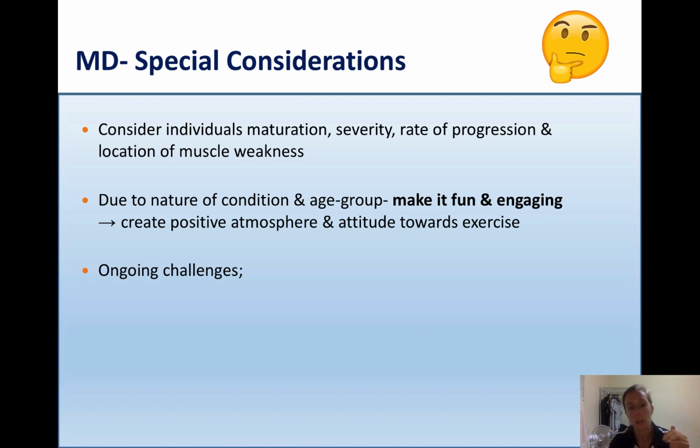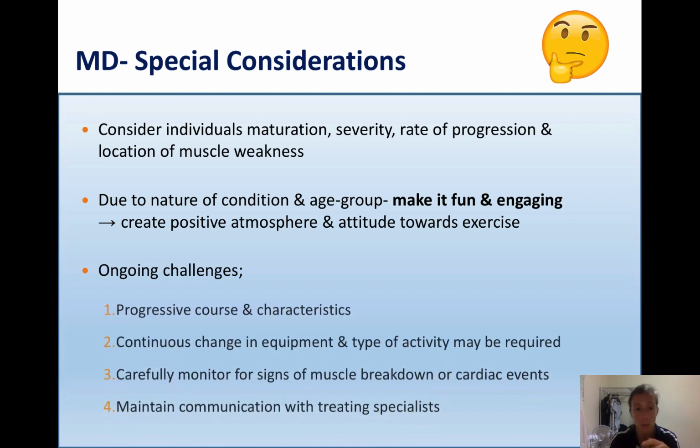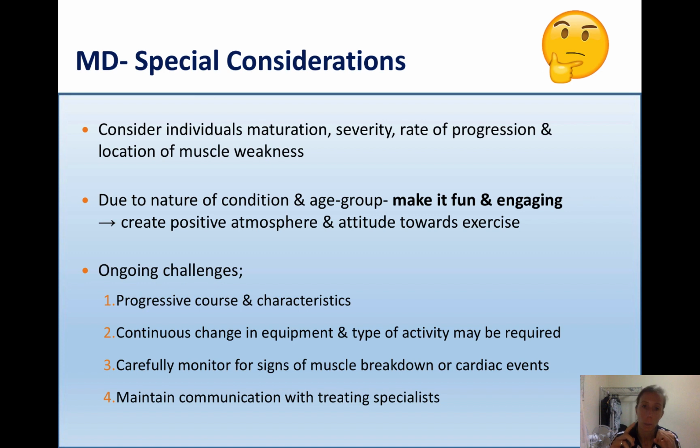What are some ongoing challenges when you're working with these individuals? So this is just a wrap up. So we know it's a progressive condition, and we know that things are going to worsen and change, and the characteristics are going to heighten. So you need to keep that in mind. What you're doing at one time point with an individual could be very different to what you're able to do in months, years' time, okay?